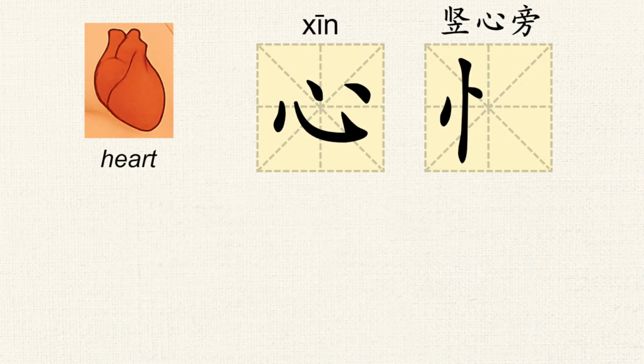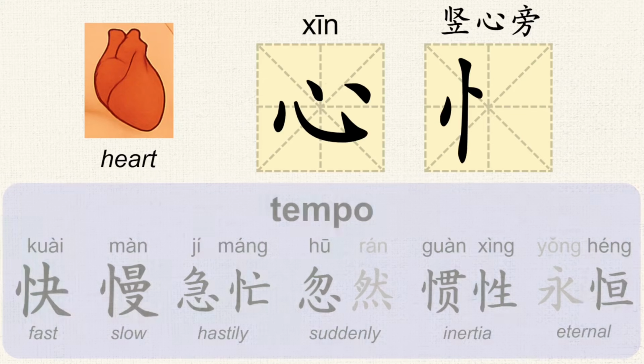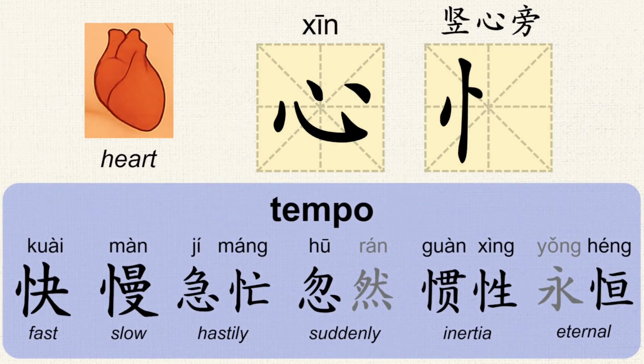The last category is maybe a bit surprising. Tempo here refers to our inner rhythm, much like the heartbeat sets the pace in the body. 快 and 慢 mean fast and slow. 急忙 means to act in a hurry. 忽然 means all of a sudden. 惯性 is inertia, or the resistance to change. And lastly, 恒 alone means constant, while 永恒 means everlasting.